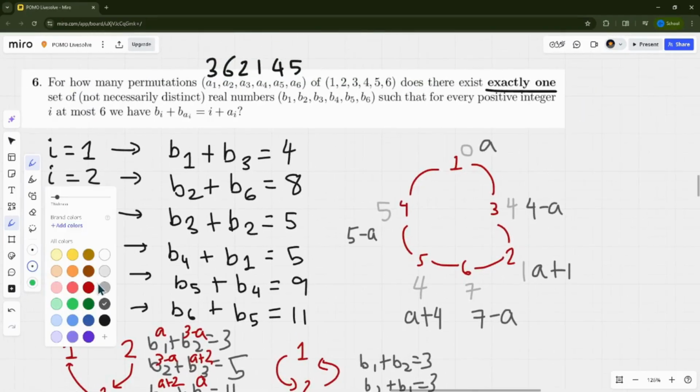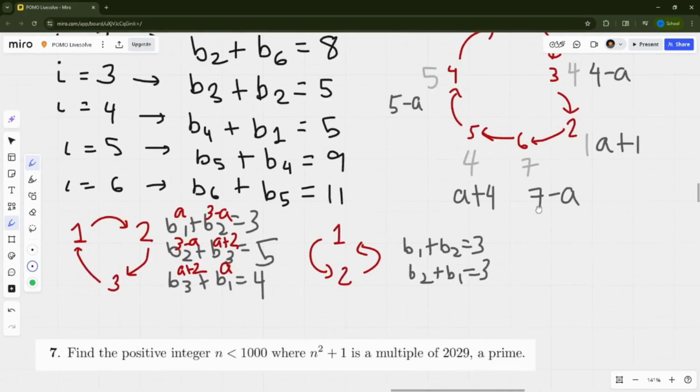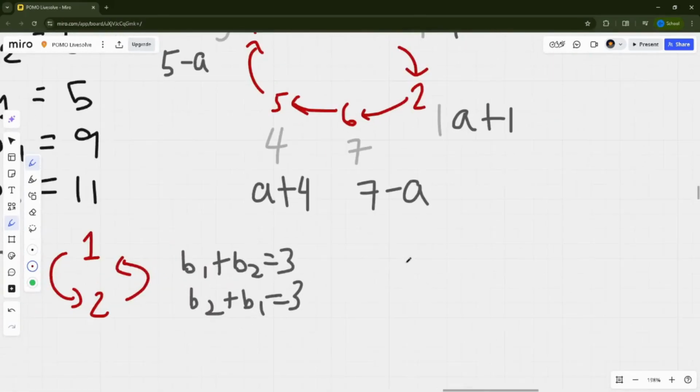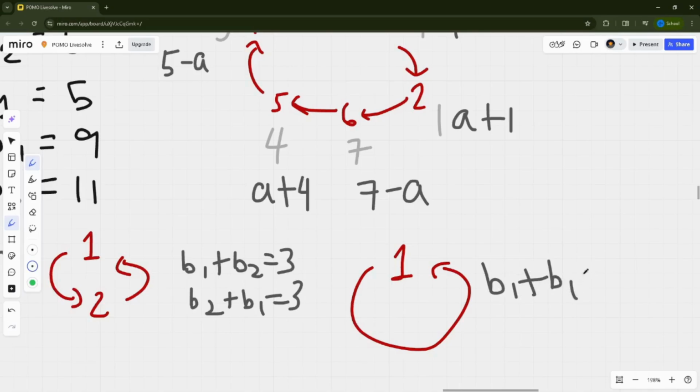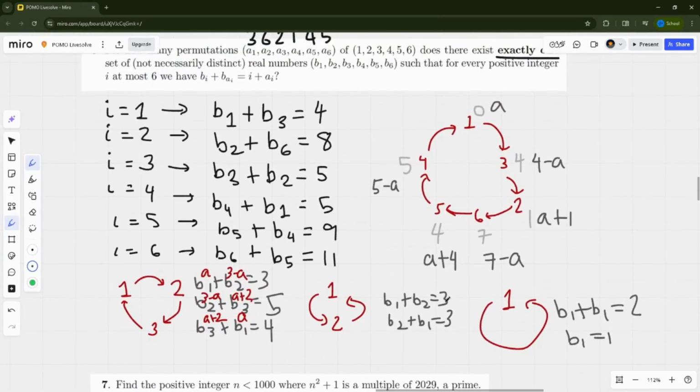So in here it's just 1 goes to 3, 3 goes to 2, 2 goes to 6, etc. And even 1-cycles are possible, so we can do like 1 goes to 1, so a sub 1 is equal to 1, or b1 plus b1 is equal to 2, or b1 is 1. Yeah, and then that's how we can make it unique.